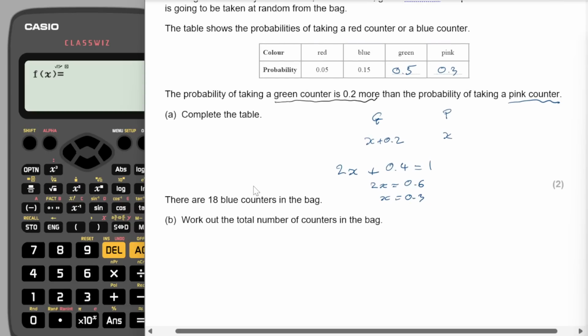There are 18 blue counters in the bag. Work out the total number of counters in the bag. So we just do 18 divided by 0.15.